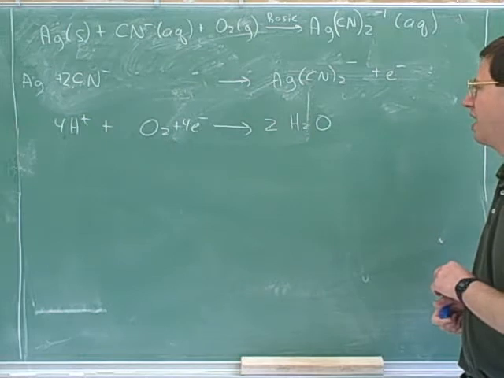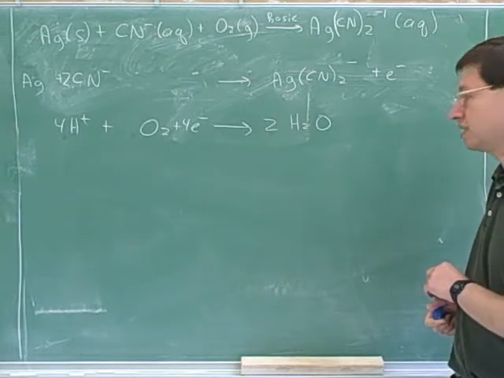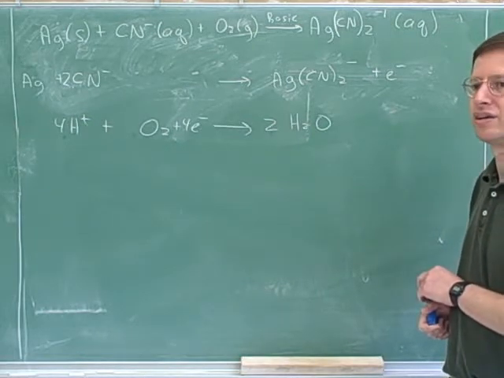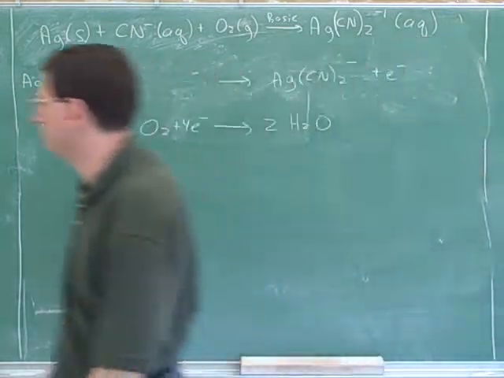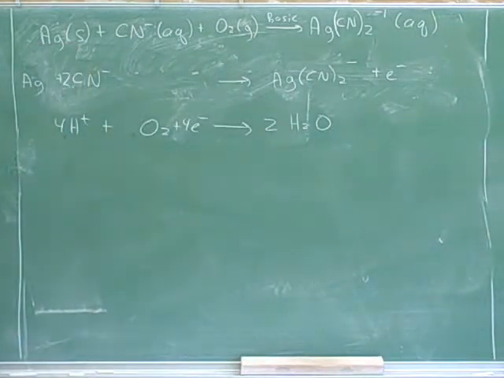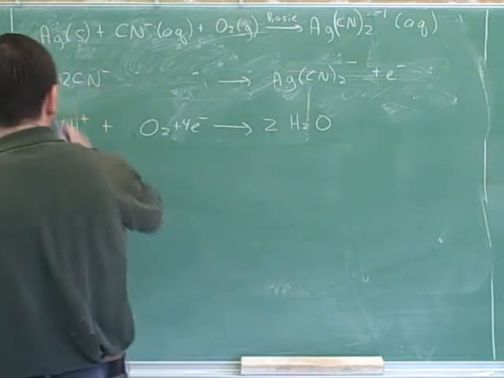Now we multiply by coefficients. So we'll multiply the top one by 4, and this one we didn't need to balance. So that was our step E. We balanced the electrons by multiplying the equation.